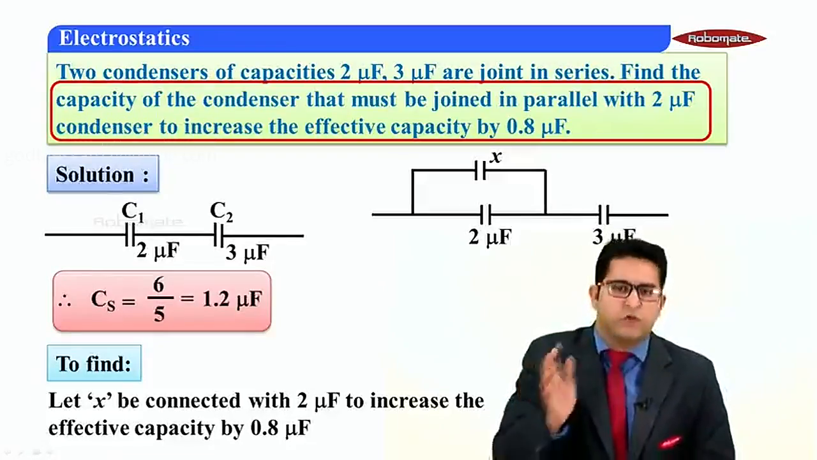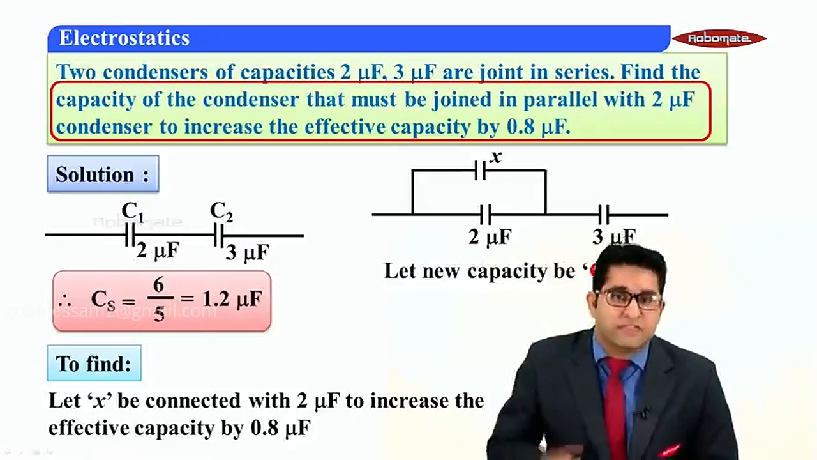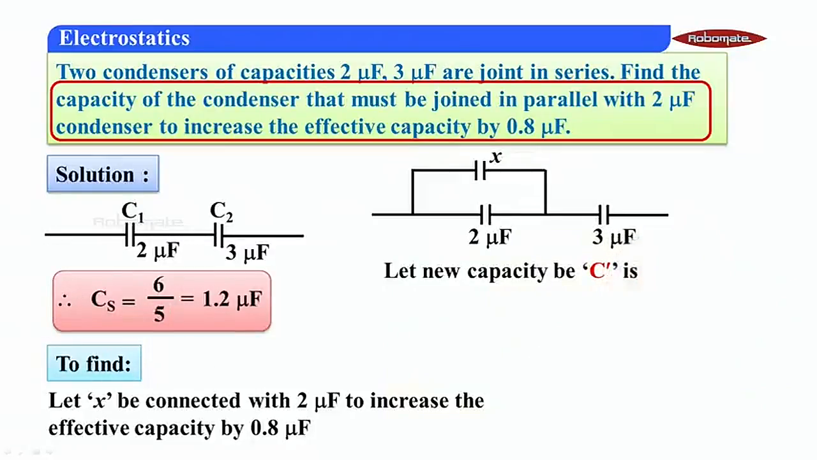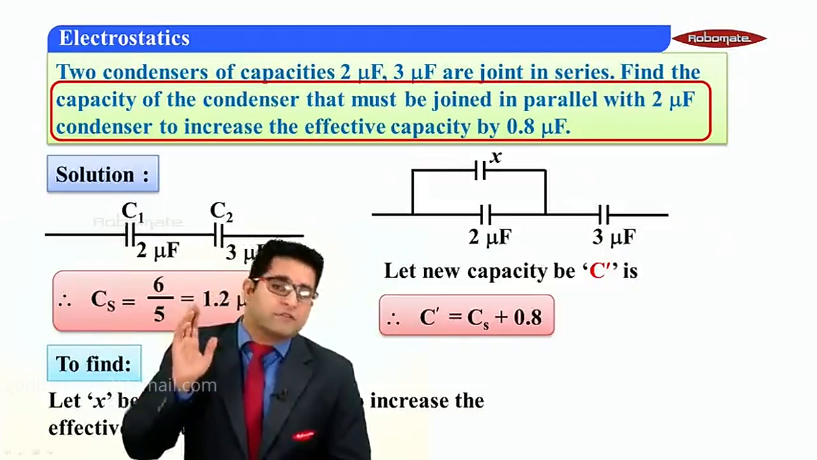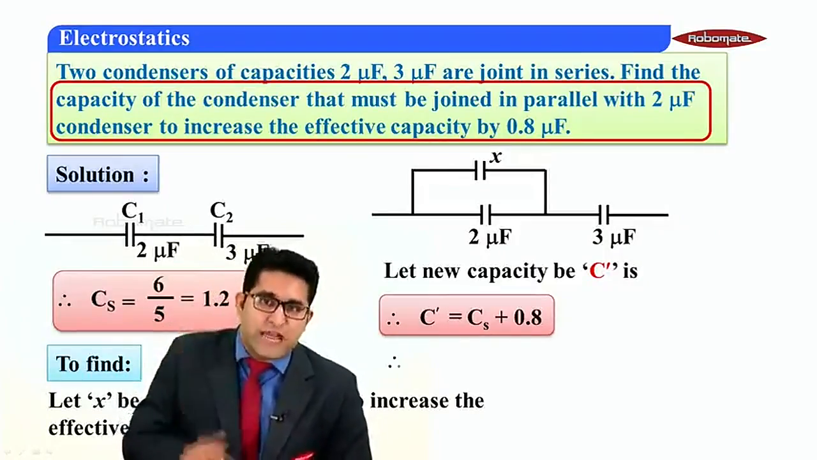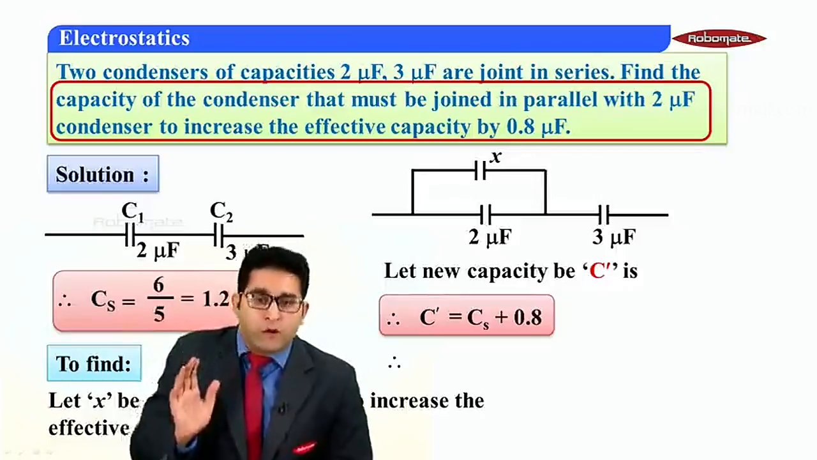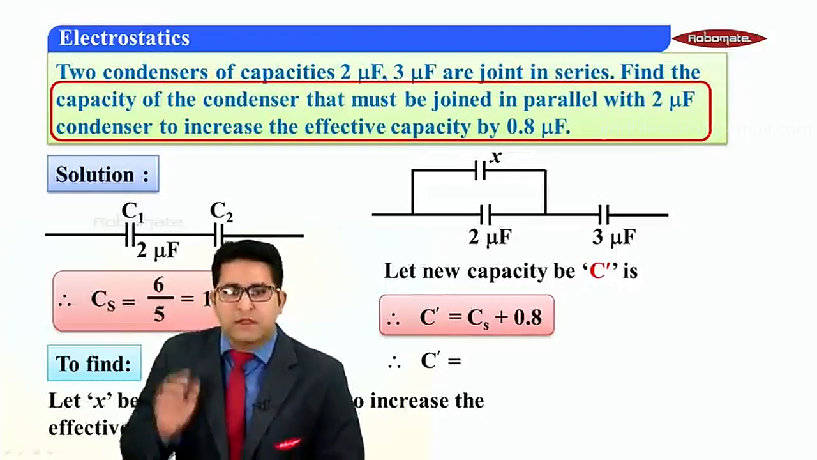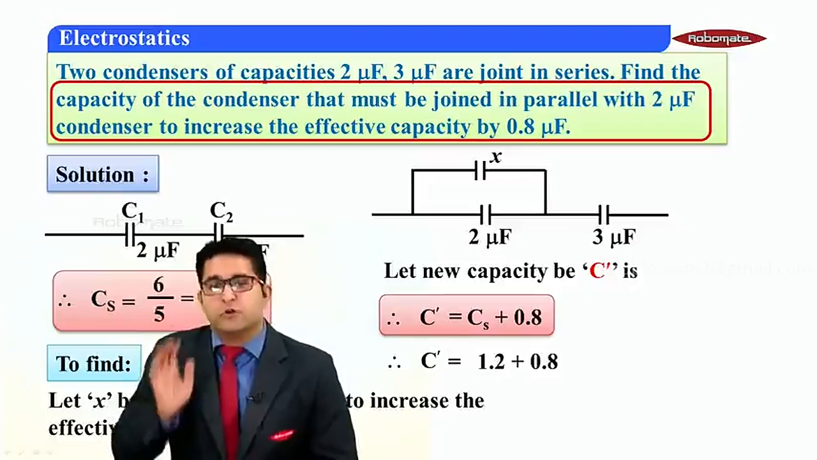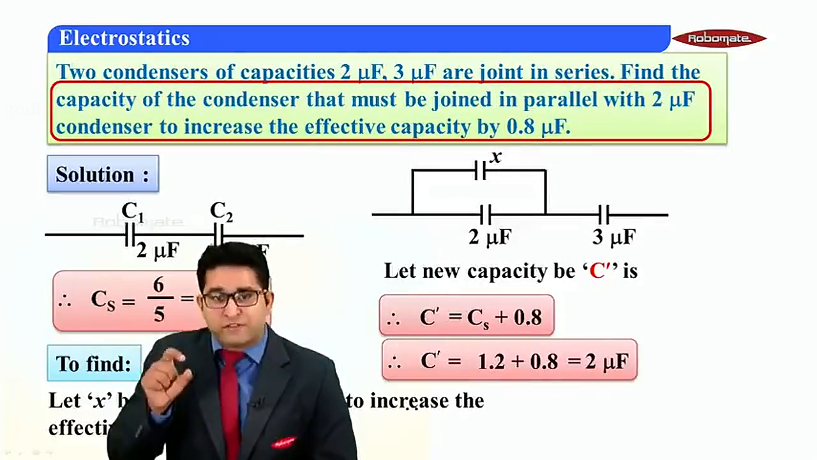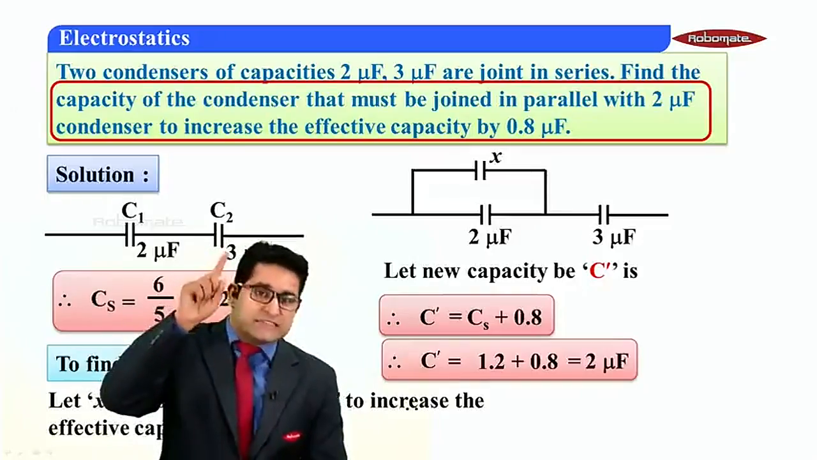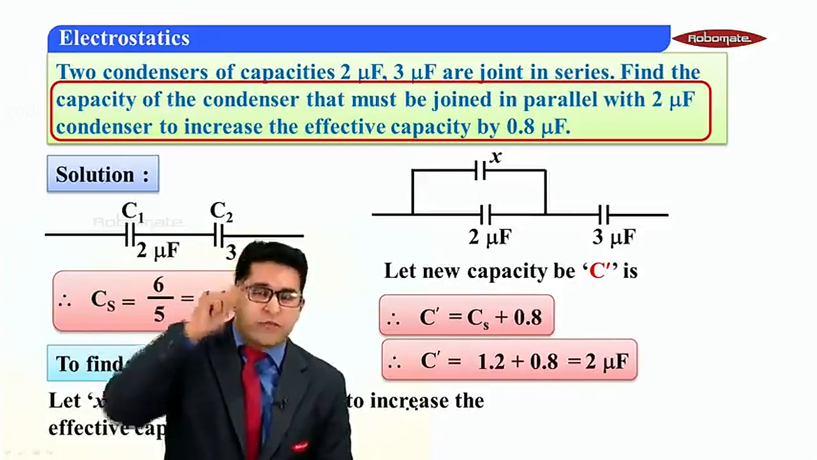Let's say my new effective capacity is C dash. So my new capacity C dash should be equal to the previous capacity, that is CS, plus 0.8. Now what is the value of CS? The value of CS is 1.2. So C dash should be equal to 1.2 plus 0.8. So the value of C dash will be 2 microfarad. And this capacity we get once X is connected in parallel with this 2 microfarad.